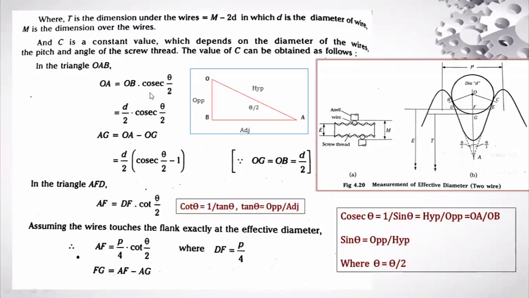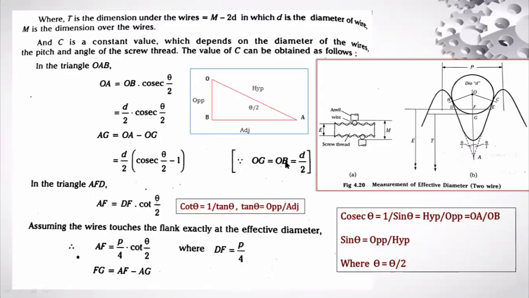Now again, OB, if you see here on this main image, OB can be written as d by 2, because this is the diameter of the wire, small d. You can see here it is being represented on the cursor, right? Small d, diameter, d by 2, that is represented here. OB means d by 2, where small d represents the diameter of this best size wire. So OA is d by 2 into cosecant theta by 2.